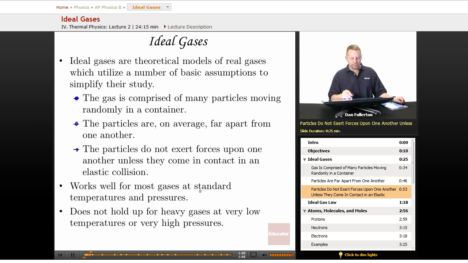Now, this works well for most gases at standard temperatures and pressures, but it doesn't hold up so well for very heavy gases at low temperatures or very high pressures. But for most of the things we would want to use it for, it works just great.